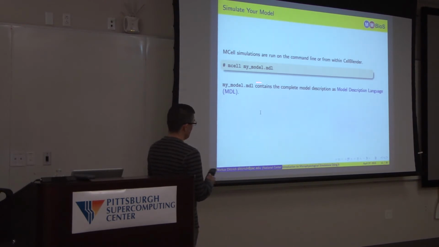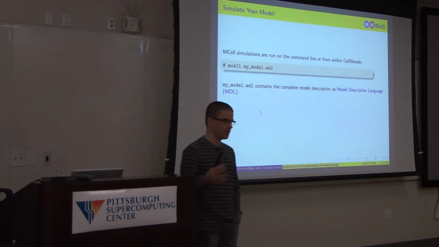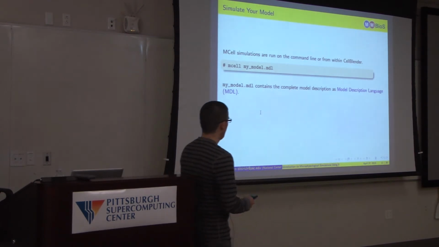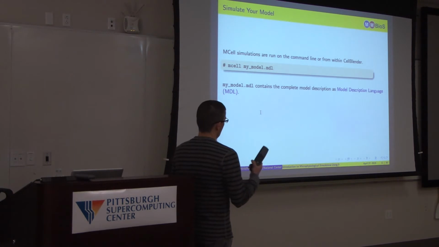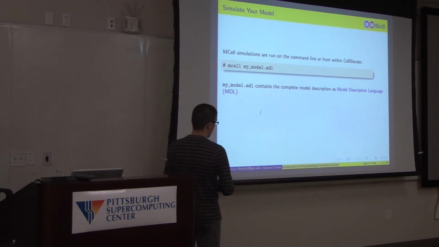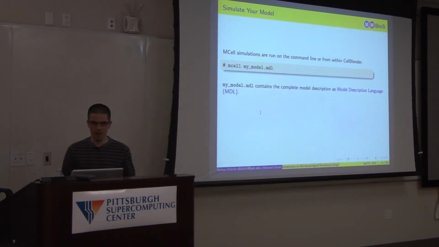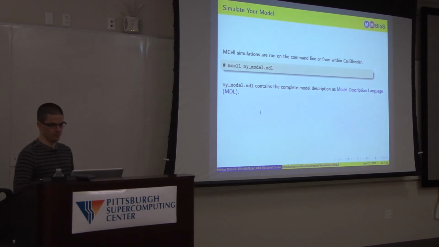The way you run it is that your model is defined in a file with the extension MDL, which stands for Model Description Language. I'll talk more about what's in this file. But to run it, you basically just say mcell and then mymodel.mdl, and MCell will run it for you and produce whatever output you've requested.